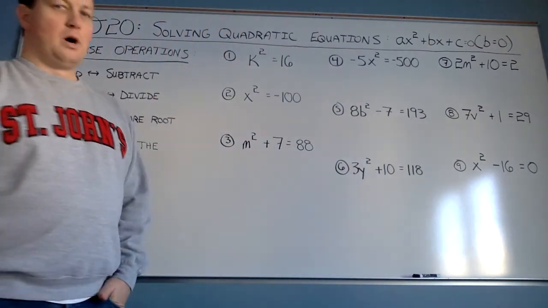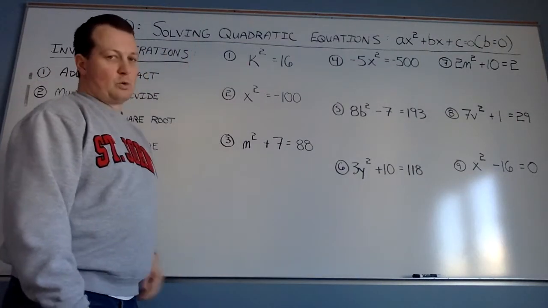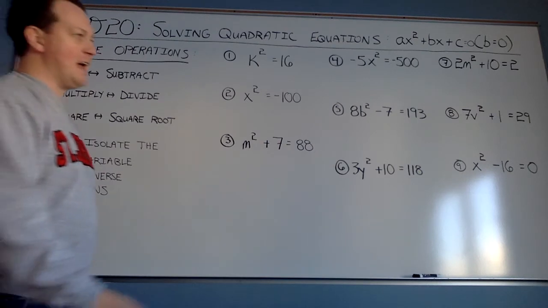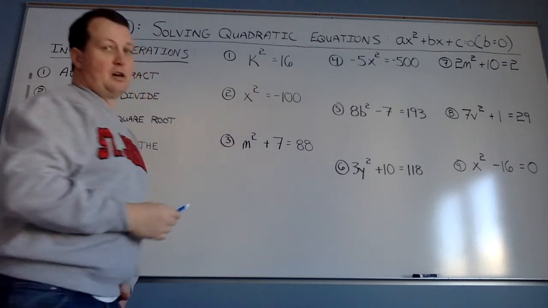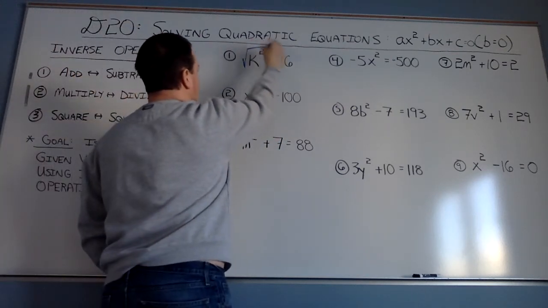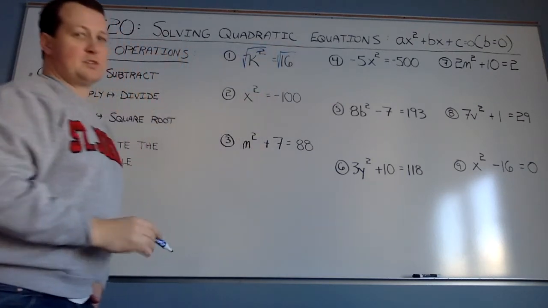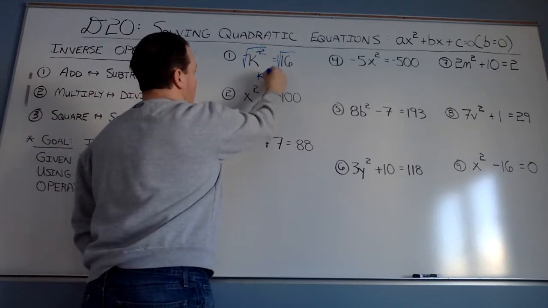So with example 1, straightforward, I have k squared is equal to 16. So I want to get this equation solved for k. So the only thing I need to do to get k alone is to undo squaring it. So to undo squaring it, I'll take the square root of both sides. Square root and squaring are inverses. They wipe each other out. Then I'm going to have k equals.